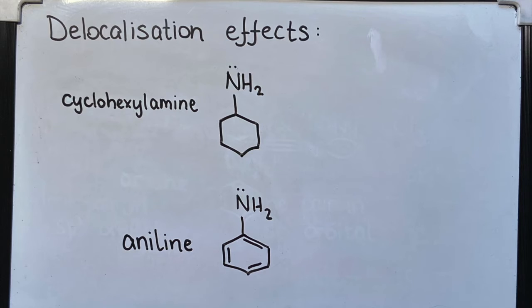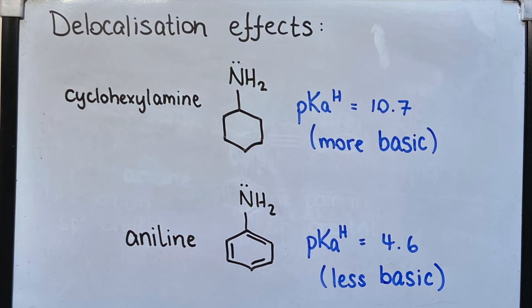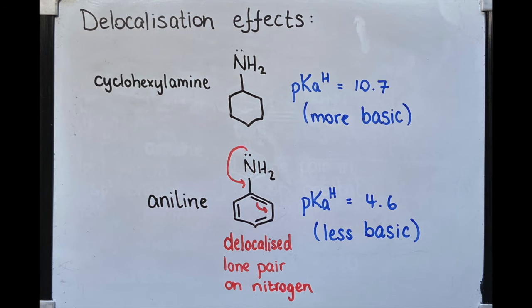Take the unconjugated cyclohexylamine and the conjugated aniline systems. Aniline has a lower pKa-H, so it is less basic. This is because the lone pair is delocalized into the benzene ring, reducing its availability for use in accepting a proton.